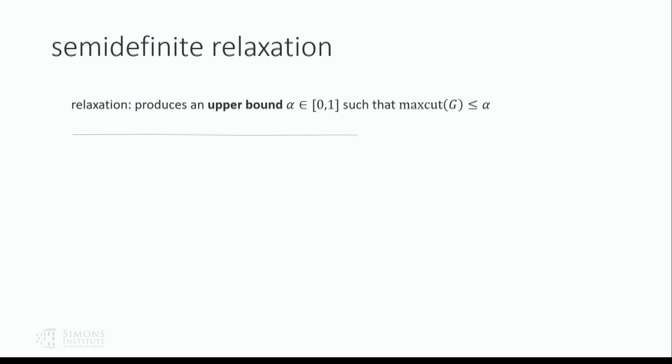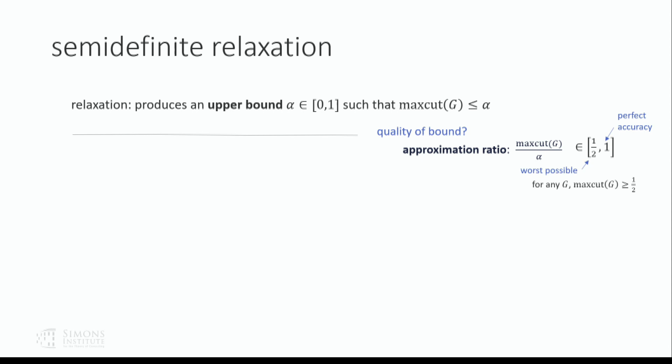Okay, and what I want is a relaxation that produces an upper bound on the value of the maximum cut. And how do I measure the quality of this bound? Well, I measure it in terms of the approximation ratio. So I take the true maximum cut value and I divide it by this upper bound. This is going to be some number in the range of half to 1, right? So 1 means I perfectly approximated the value of the maximum cut, and half is the worst possible approximation factor. This is just because in any graph I can cut at least half of the edges, so it never gets worse than half.